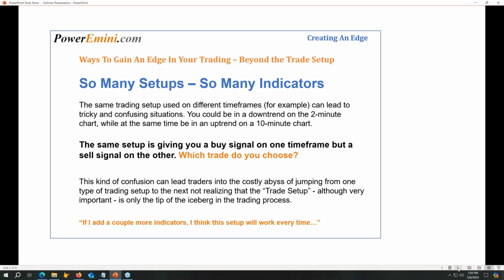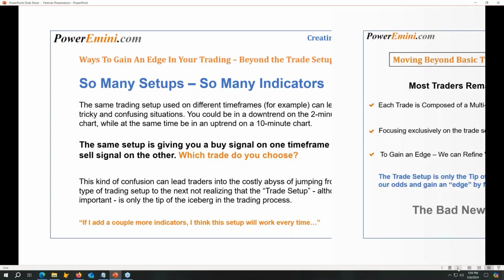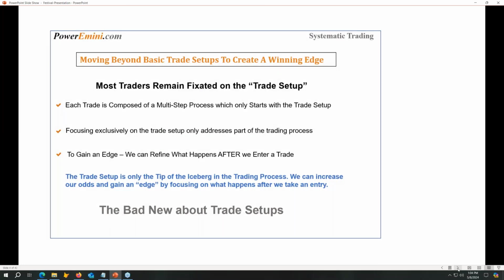So what I'm here to tell you is that the trade setup is just the tip of the iceberg when it comes to the trading process. We can create a winning edge by first finding a really good setup, but what we want to focus on is what happens after the trade setup. I'm going to talk about position sizing, money management, stops, trailing stops, targets, and all that good stuff. And hopefully, you have a good repertoire of trading setups that you use.